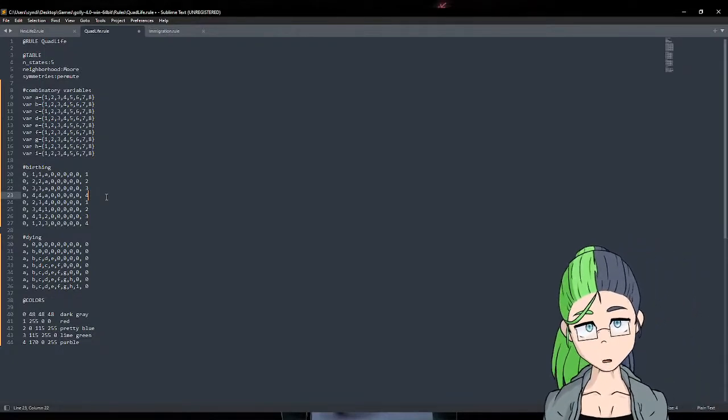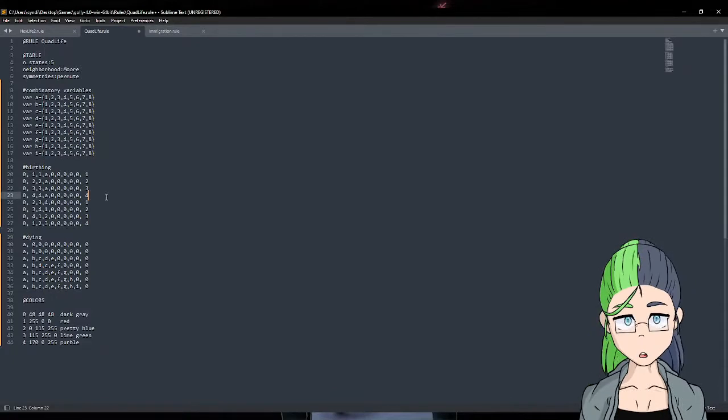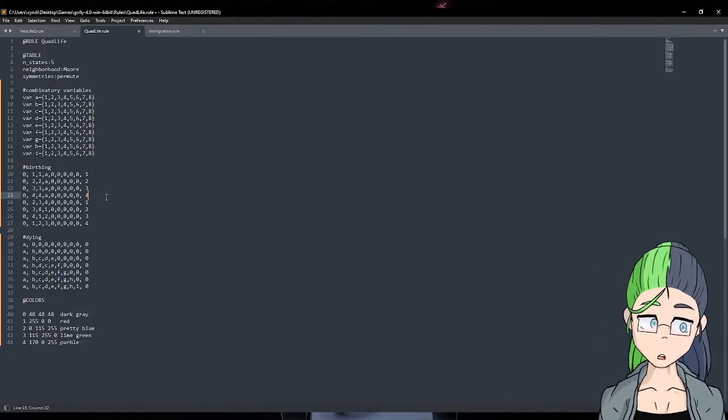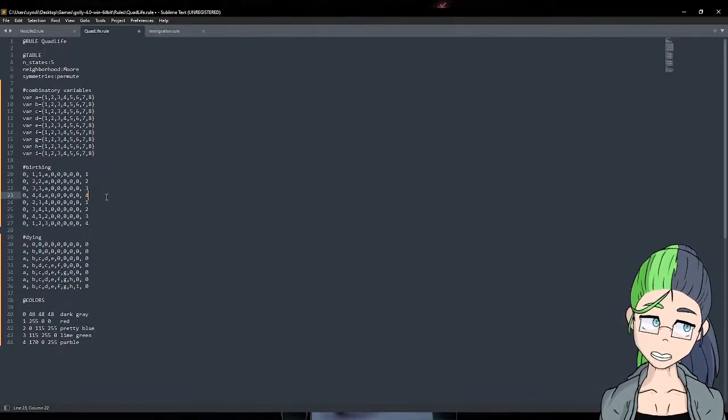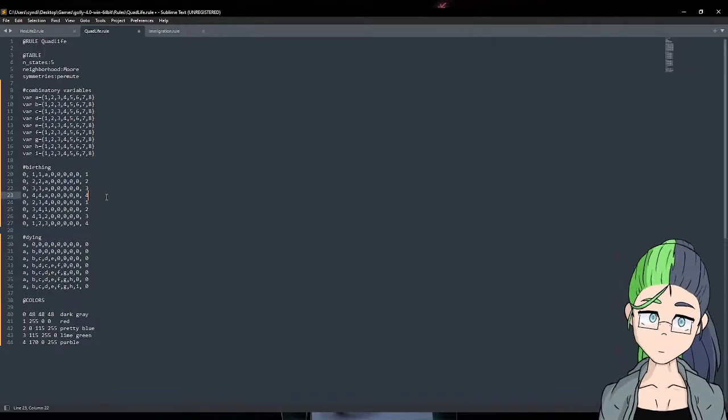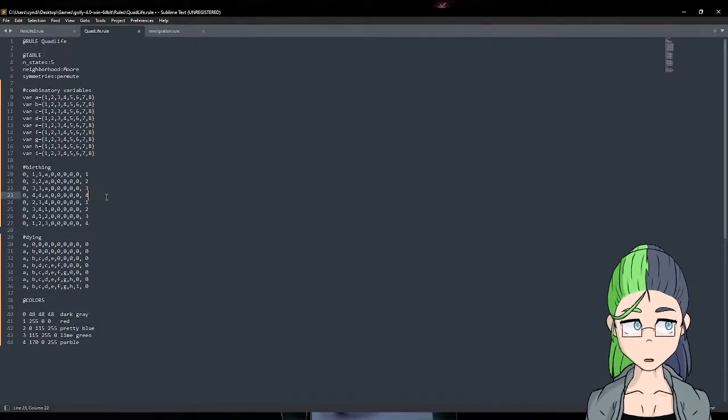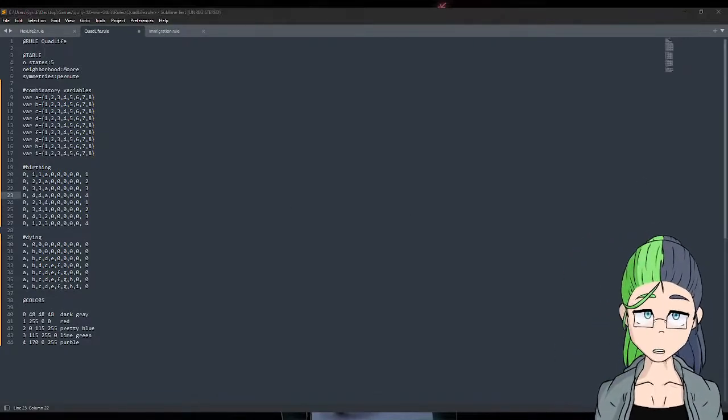See, the problem arises where when a cell is born of three different partners, how does it decide what color the cell is going to become? Is there a way for me to randomize it?